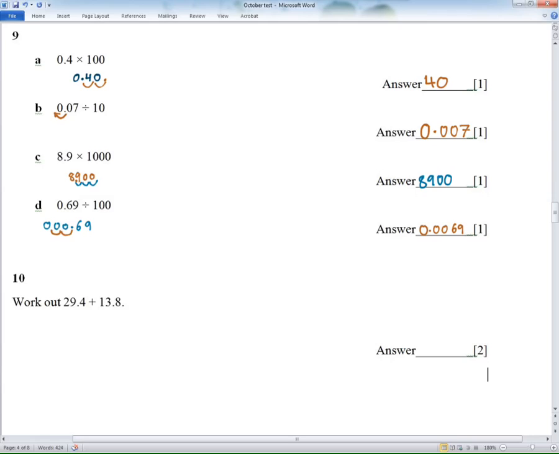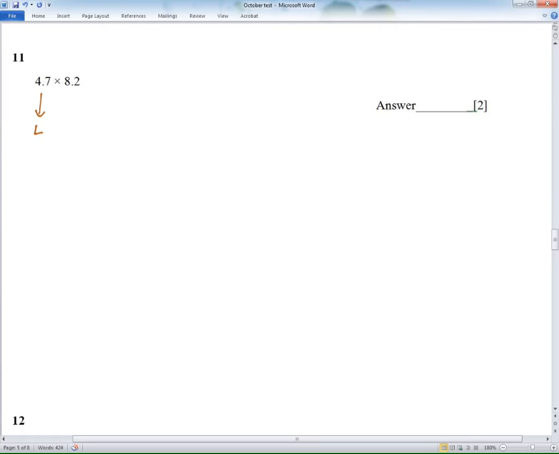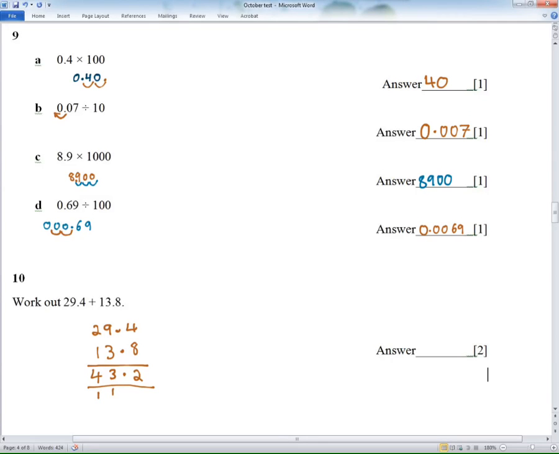Question 10 was almost done correctly across the board. If you made a mistake, you just didn't carry a 1 or something like that. So you should get an answer of 43.2 for that question. Check your working is correct. If not, just redo it.